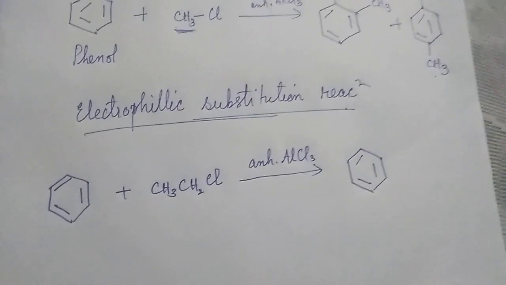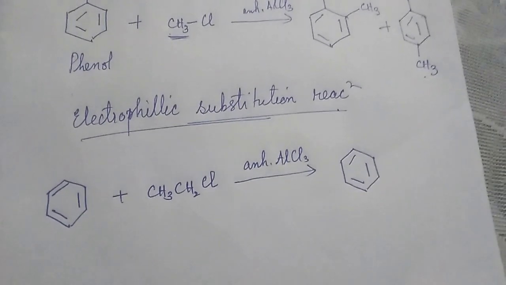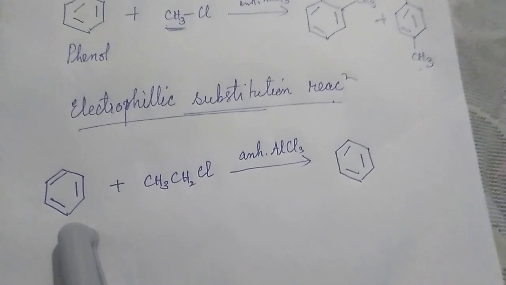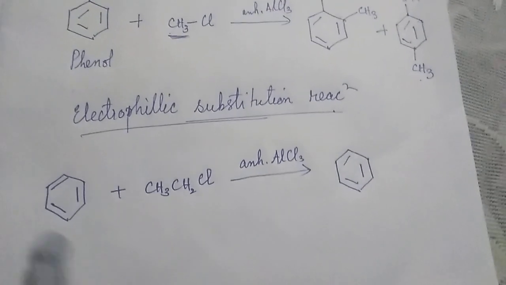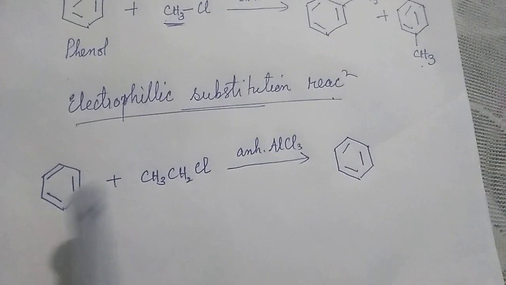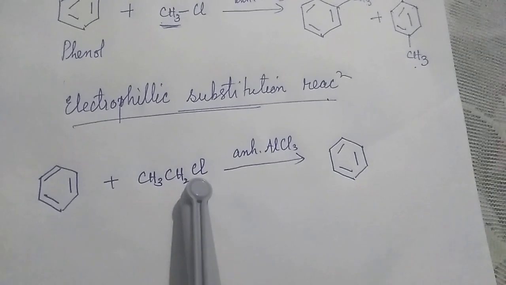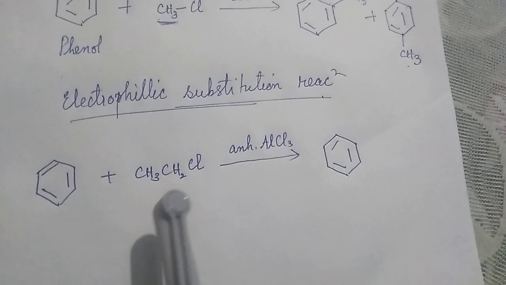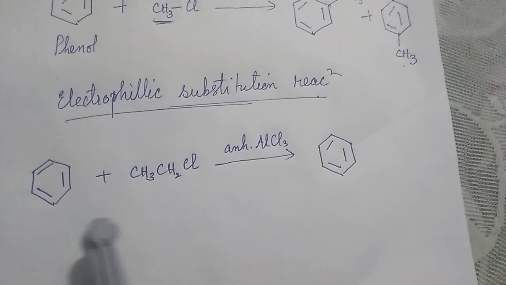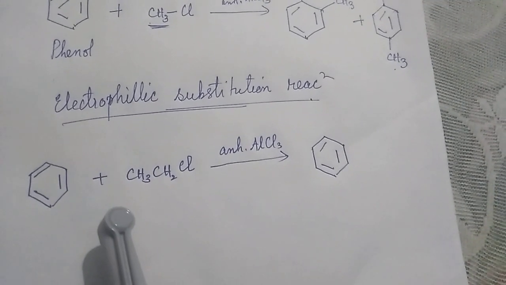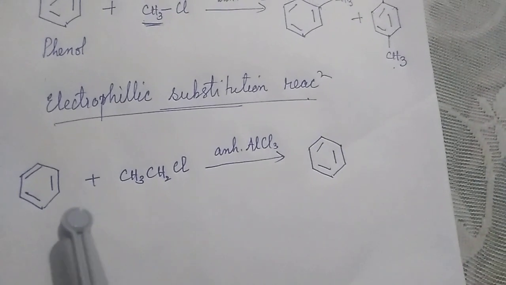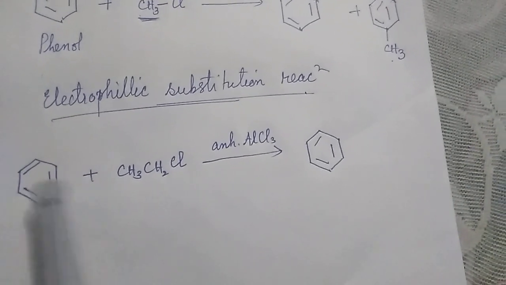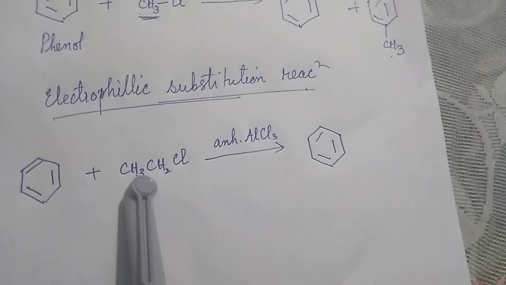Hi everyone. In the last video I discussed Friedel Craft alkylation reactions, and I have taken another Friedel Craft alkylation reaction here: benzene ring plus CH3CH2Cl. So how to identify a Friedel Craft reaction? We have to think that Friedel Craft is always about a benzene ring or benzene compounds. Remember that there will always be a benzene ring or benzene compounds, and there can be an alkyl halide.